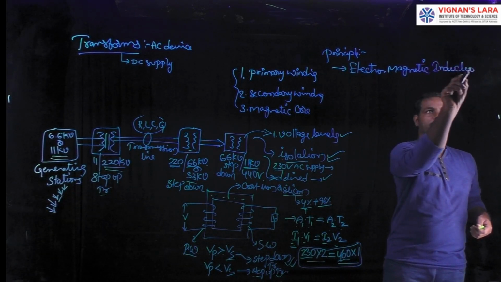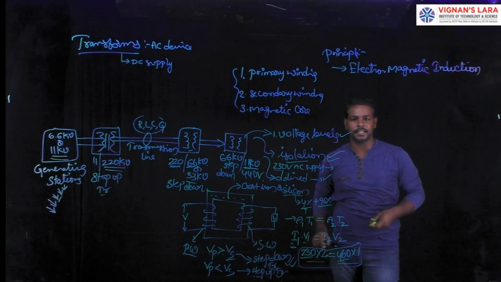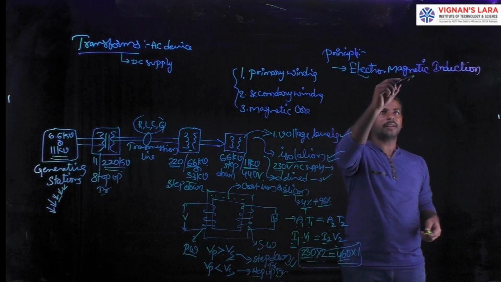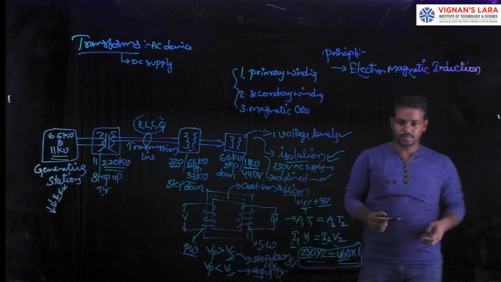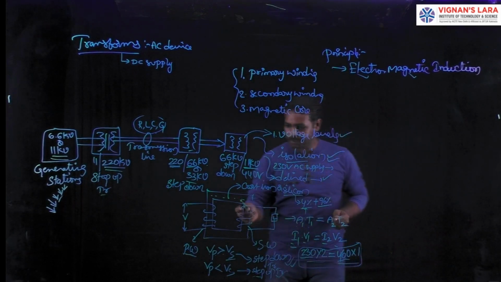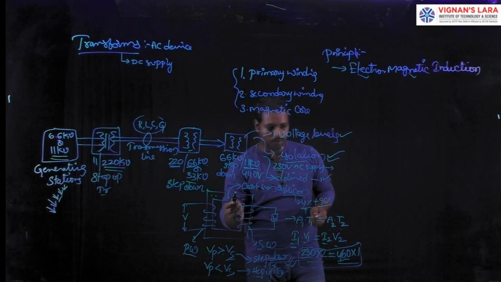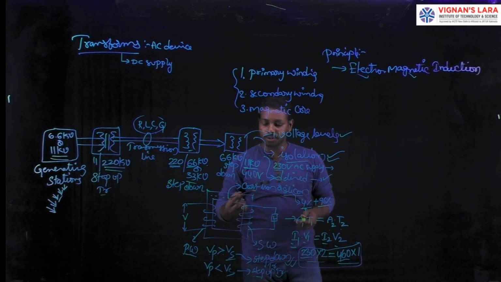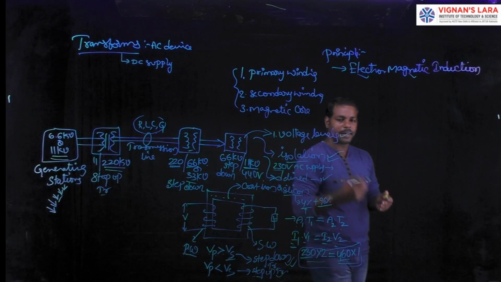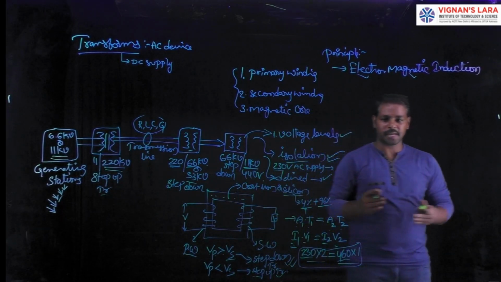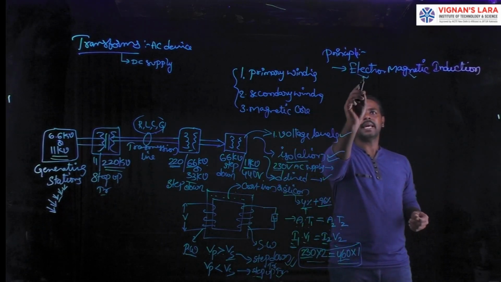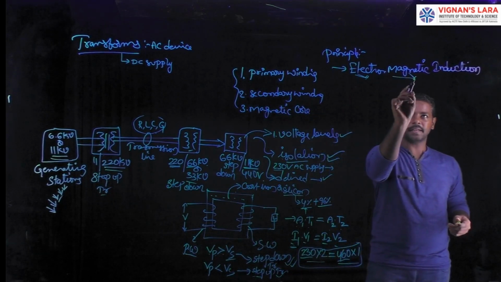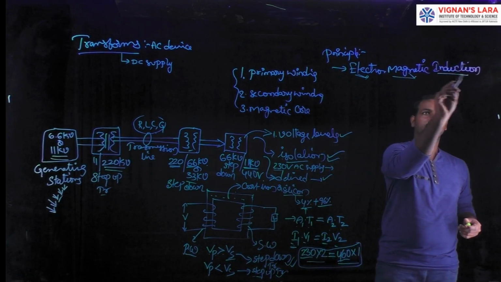So what is the meaning of electromagnetic induction? Electro means electrical parameters, and magneto means magnetic field. That magnetic field is always provided by a magnetic core, which always provides the flux path between the primary as well as the secondary. So the electrical parameter is passed through the magnetic field in the form of induction.